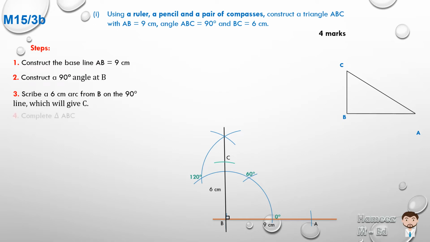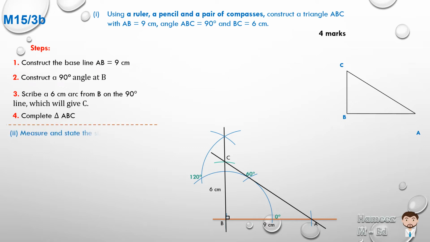Now, step 4, we can complete our triangle by drawing a long line passing through A and C. Recall, we don't want any lines to be starting at A but passing through. We always want to see a little cross of two lines intersecting.